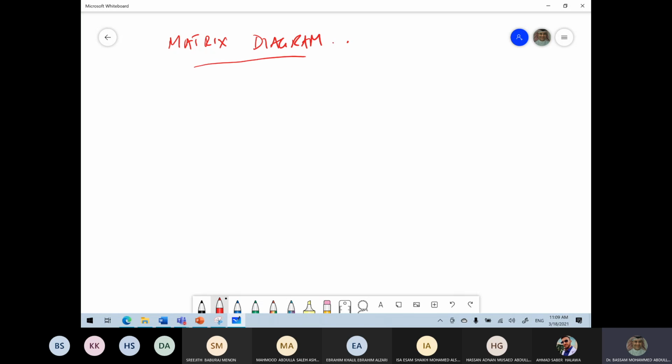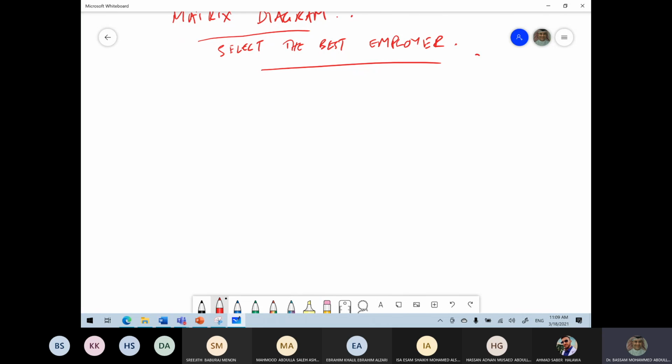The example that we are going to present is that you want to select the best employer. I should select the best employer, the working place that I'm going to be working in at a certain time. So for example, I had many different options to select from.